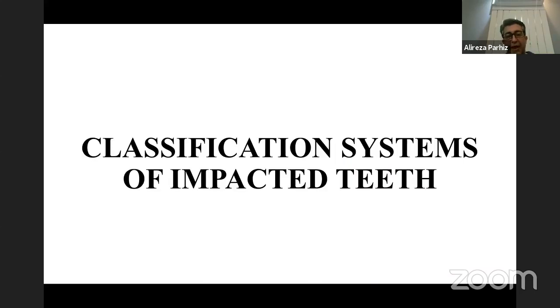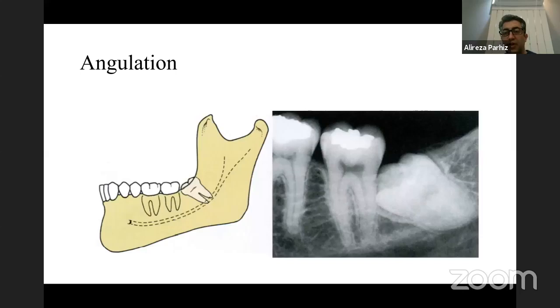Sometimes the surgery of impacted teeth is very simple, but sometimes it's very difficult. To determine the degree of difficulty of the surgery, it's better to classify the kind of impaction. There are some different kinds of classification. First of all is according to the angulation of the impacted third molar to the second molar.